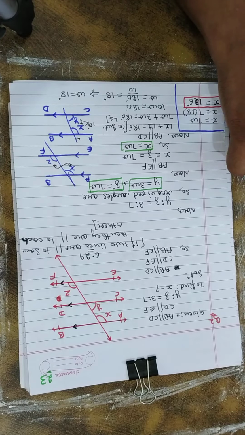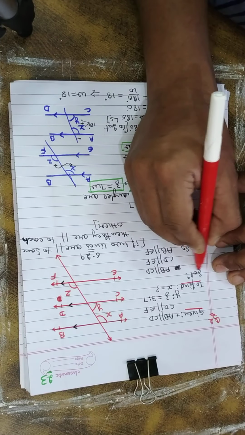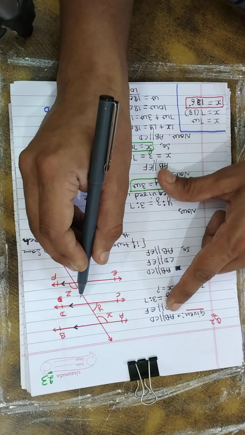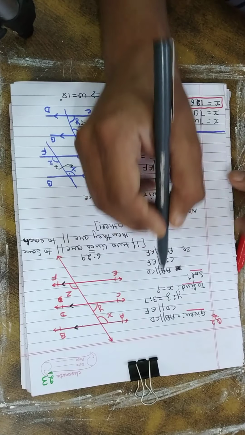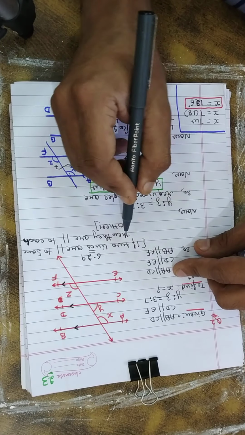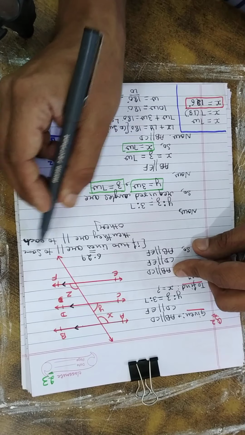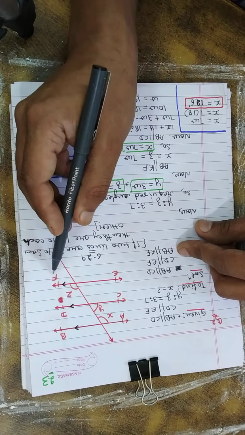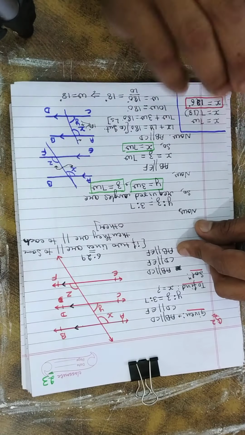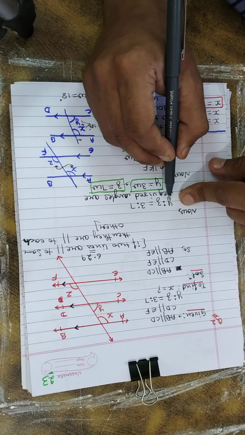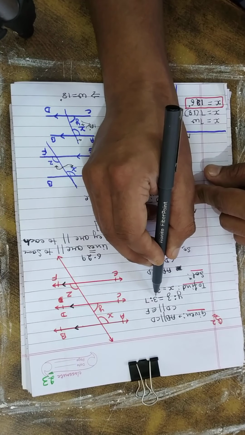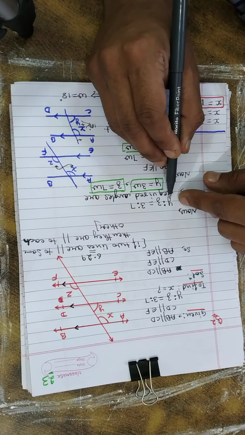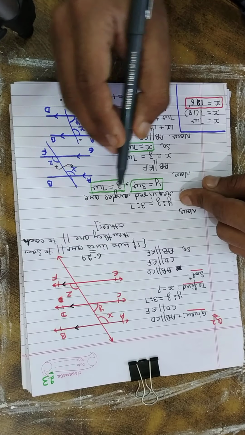Now solution. How to find this? It is given that AB line is parallel to CD, and CD line is parallel to EF. There is a theorem: if two lines are parallel to the same line, then they are parallel to each other. By this theorem, AB is also parallel to EF. Now we are given the y and z ratio, 3 to 7. We can take any ratio, let the ratio be w.